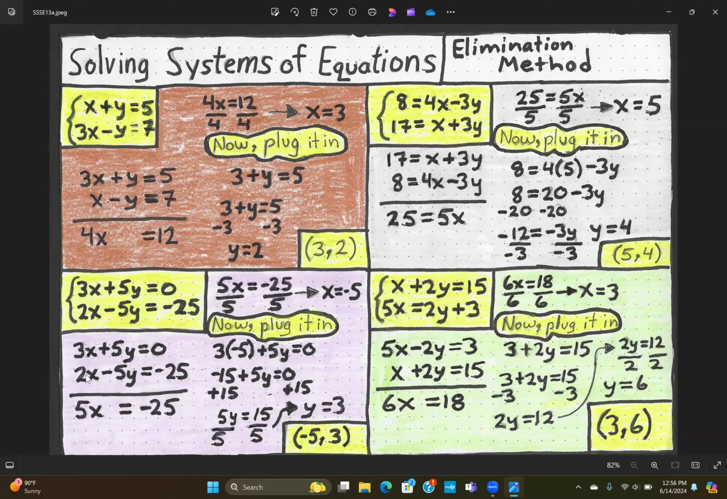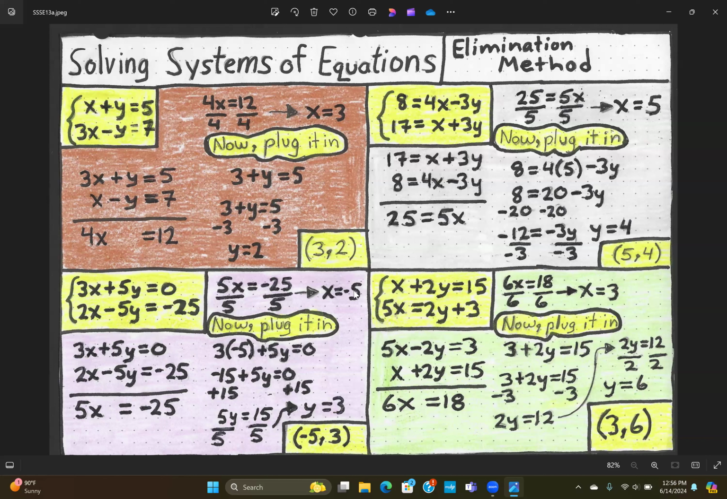And in this case, let us combine the like terms. 3x plus 2x gives us 5x. A 5y minus a 5y will give us 0y. And 0 plus a negative 25 will give us a negative 25. And the question is, what number times 5 would give me a negative 25? That is correct. The answer is negative 5. So we know that x is equal to negative 5.